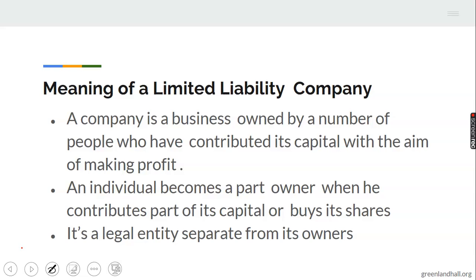It is also a legal entity, separate or different from its owners. When we say it is a legal entity, it means it is like a normal human being who can be sued and who can eventually sue, or that is recognized by the court of law. So a company is recognized by the court of law as a person.